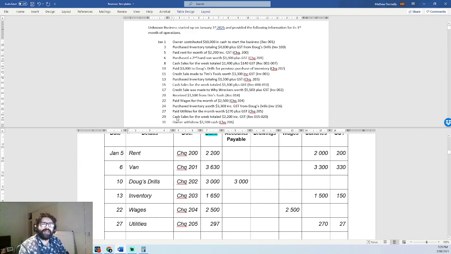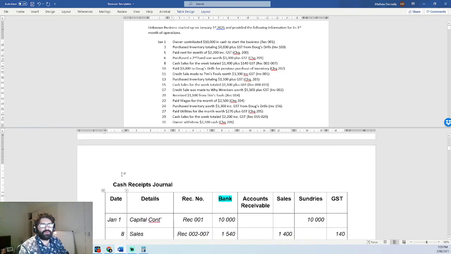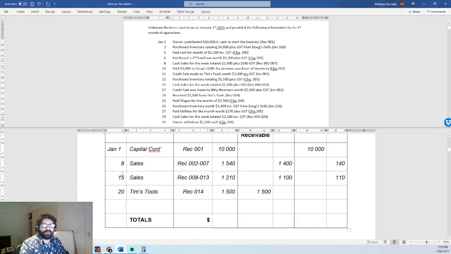On the 29th, cash sales for the week totaled 2,200, including GST, receipt 15 to 20. We go to our cash receipts journal. We go the 29th. We go sales. Again, it's cash sales, so it doesn't overly matter, honestly. And it's receipt 20. There we go. 020.